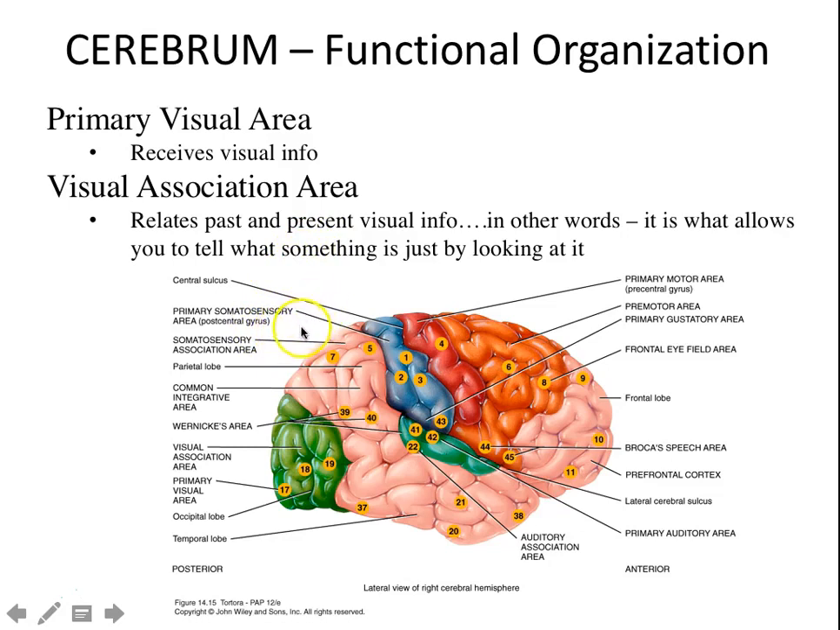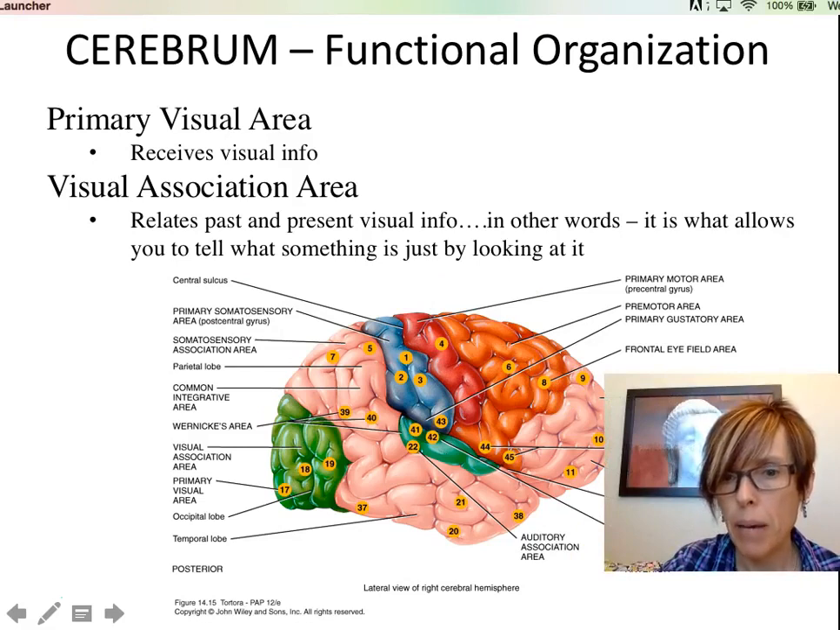It's also the thing that helps you try to recognize things that maybe you haven't seen before. So what is that thing I have never seen? That's a weird looking IKEA piece of furniture. Well, it kind of looks like what I expect a chair to look like, so it's probably a chair. That's your visual association area. It takes past information and tries to relate that to the present visual information that you're getting.